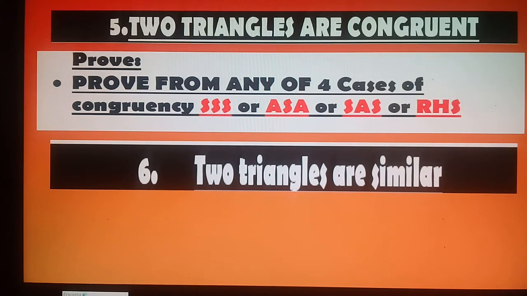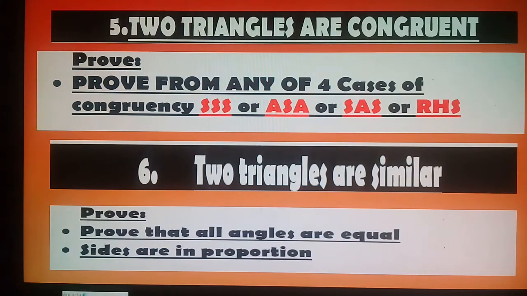Number 2, if they say prove that two triangles are similar, what do we have to show? If they say prove that triangles are similar, then you can use this: prove that all angles are equal. If two triangles are similar, then they have equal angles. And they can also say that the sides are in proportion, which also means the triangles are similar. That's the most important thing on how to approach this.